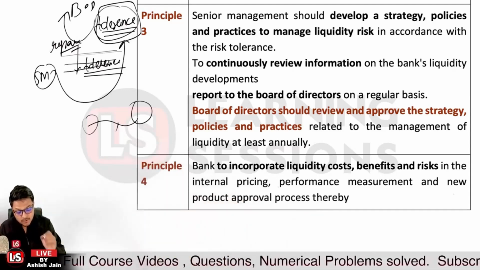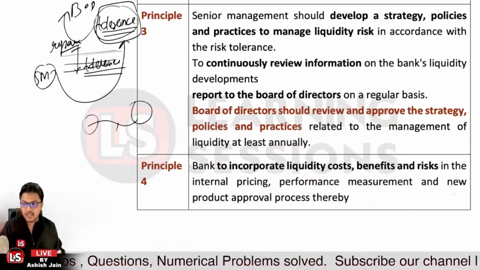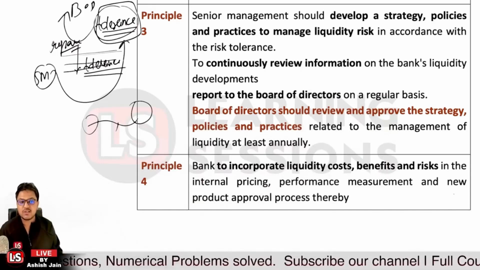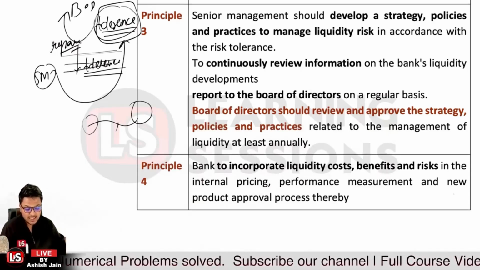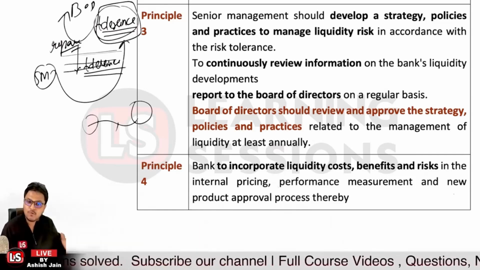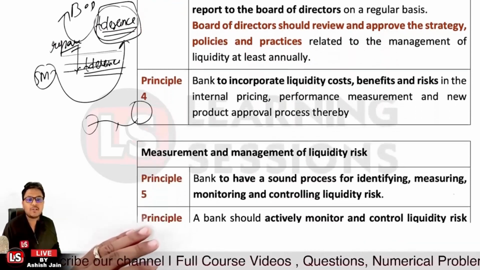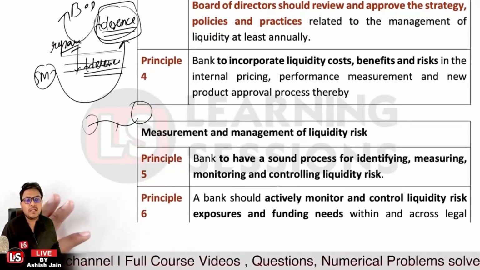Okay. Now in the process of internal pricing, the bank must be incorporating the cost related to liquidity, the benefits related to liquidity, and the risks related to liquidity, so that the ultimate performance can be measured. And further, also in the new product approval process, this internal costing must be taken into account over there. Okay. Then further, it's related to measurement management of the liquidity risk over there.